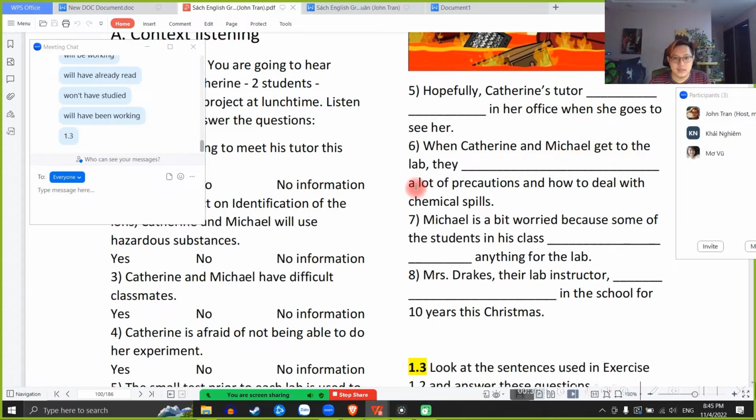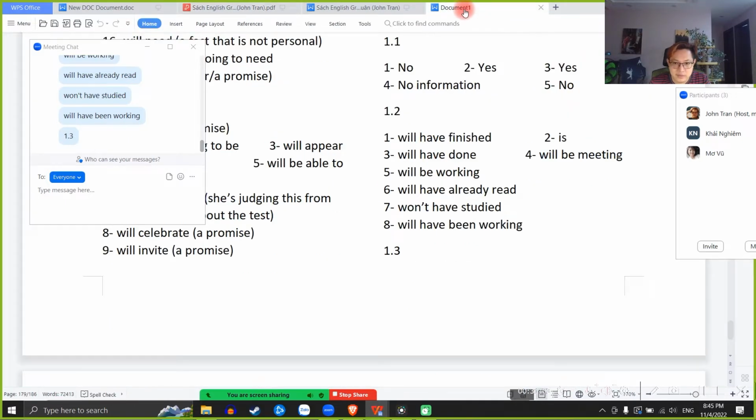When Catherine gets to the lab, they will have already read a lot of precautions on how to deal with chemical spills. Họ sẽ đã đọc xong rồi những cái cảnh báo và làm thế nào đương đầu với tràn hóa chất khi mà họ tới cái phần lab. And then which one? We have 7, right?